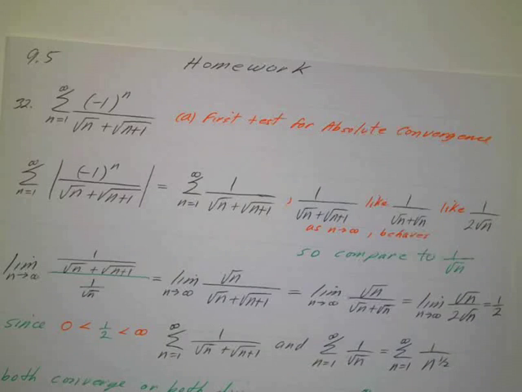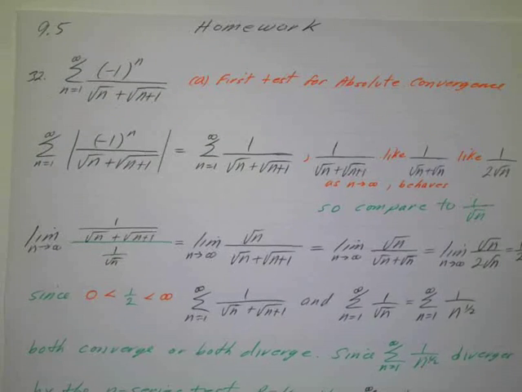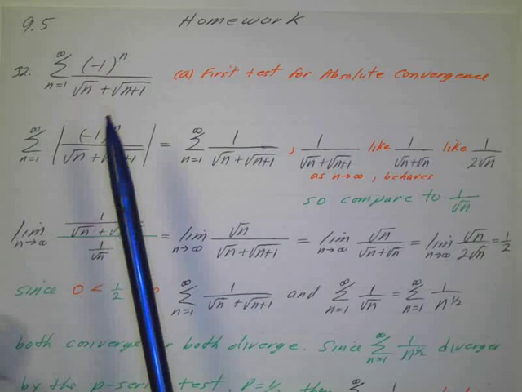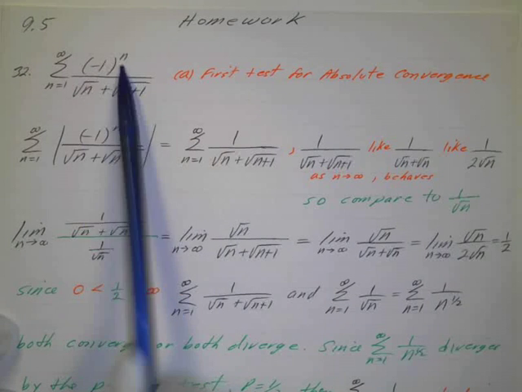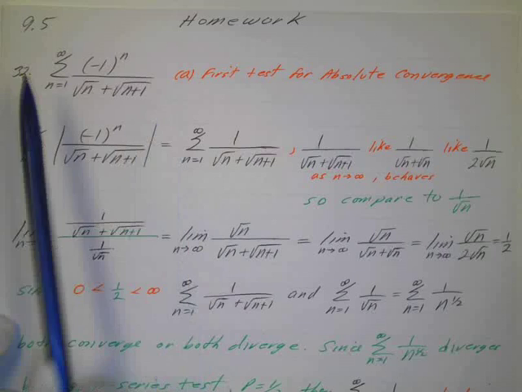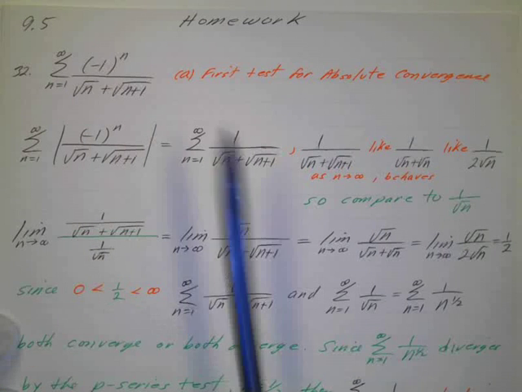Okay, let's take a look at number 32. This is a little bit more complicated, so bear with me, and you may have to take a look at this a couple times. Okay, so this is my series: negative 1 to the n, all over n times the square root of n plus the square root of n plus 1, where n goes from 1 to infinity.